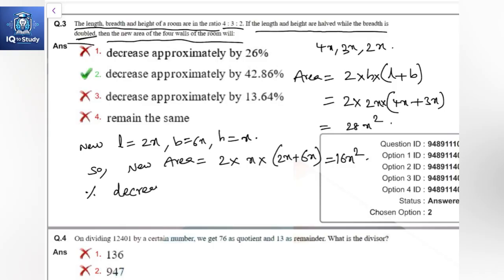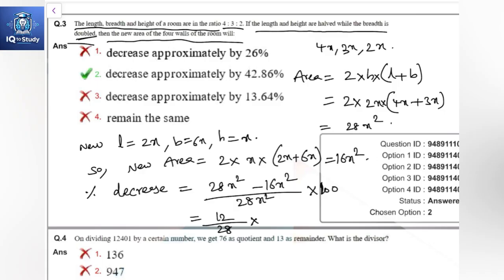Percentage decrease is equal to (28x square minus 16x square) divided by 28x square into 100, which is equal to 12 by 28 into 100, that is 42.86% decrease. So option 2 is correct.